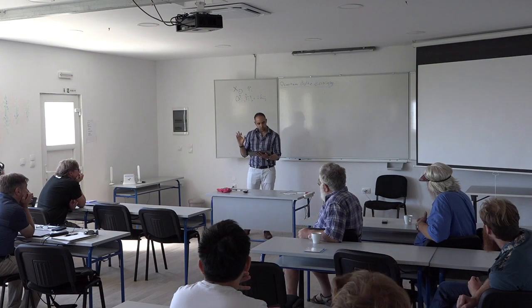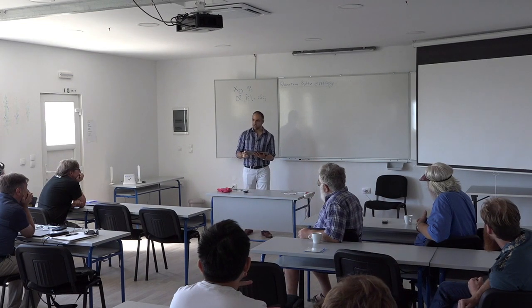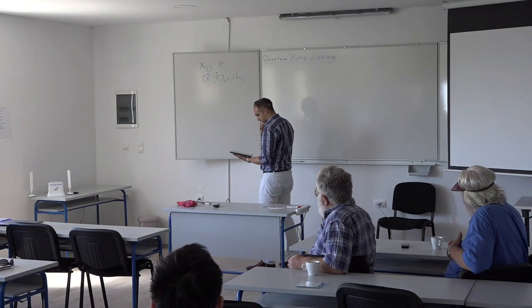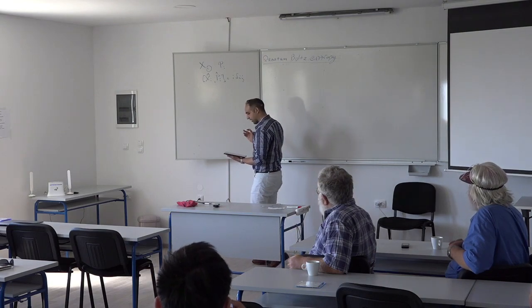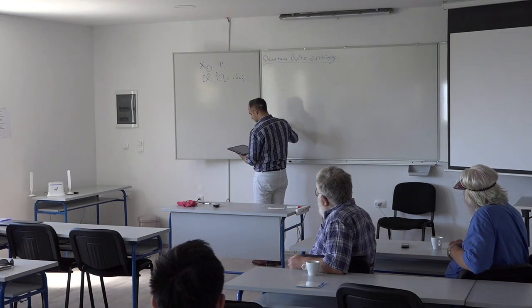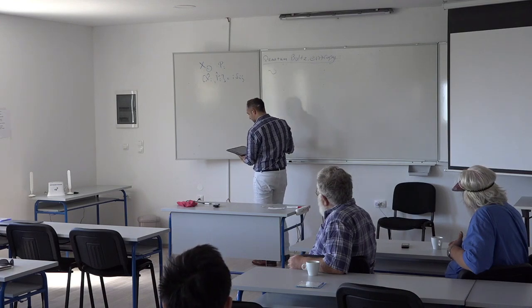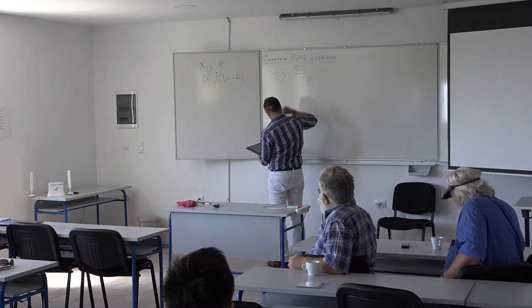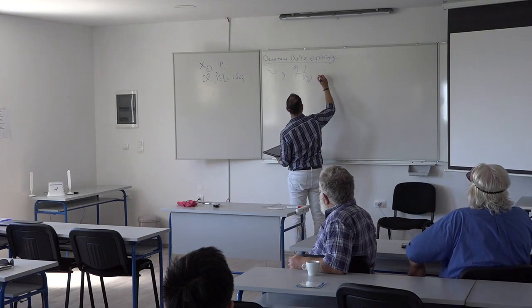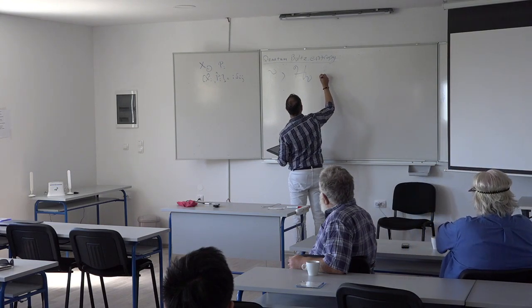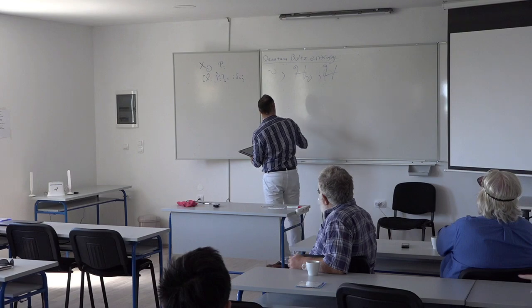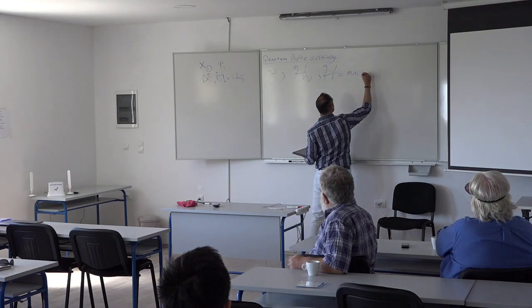From a review article by Michelle Goldstein, Joe Lebowitz, Rodney Tumulka, and Nino Zanghi called Gibbs and Boltzmann Entropy in Classical and Quantum Mechanics. The quantum Boltzmann entropy they define in the following way. Some macro state mu should correspond to some subspace of a bigger Hilbert space. And this is called a macro space.